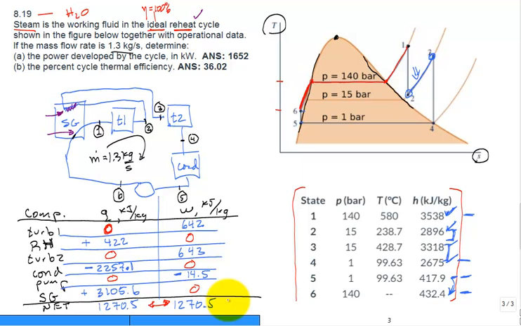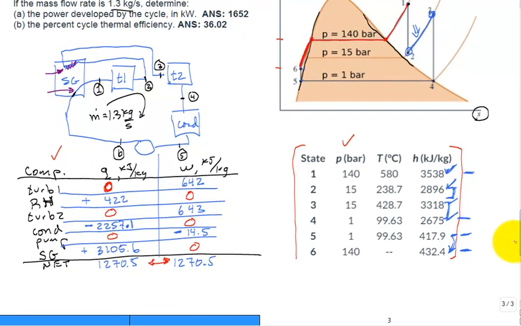This is great. So now we have a table of our properties to help us get that table of energy transfers. Now we can solve for part A. What is the power developed by the cycle? I need to scoot down just a little bit. So what is our power developed by the cycle? Well, W dot net out of the cycle would be the mass flow rate through the cycle times the lowercase w net. Our mass flow rate was given as 1.3 kilograms per second. Again, that's right here, 1.3 kilograms per second.